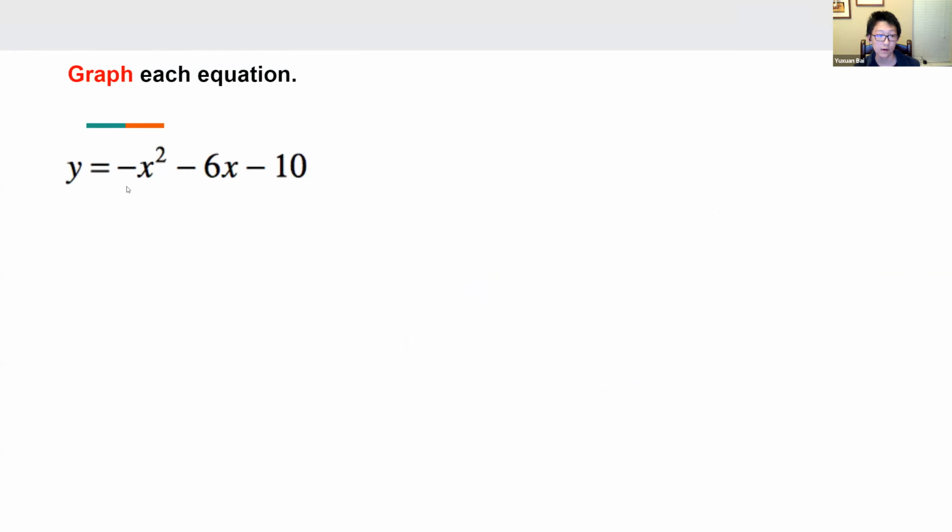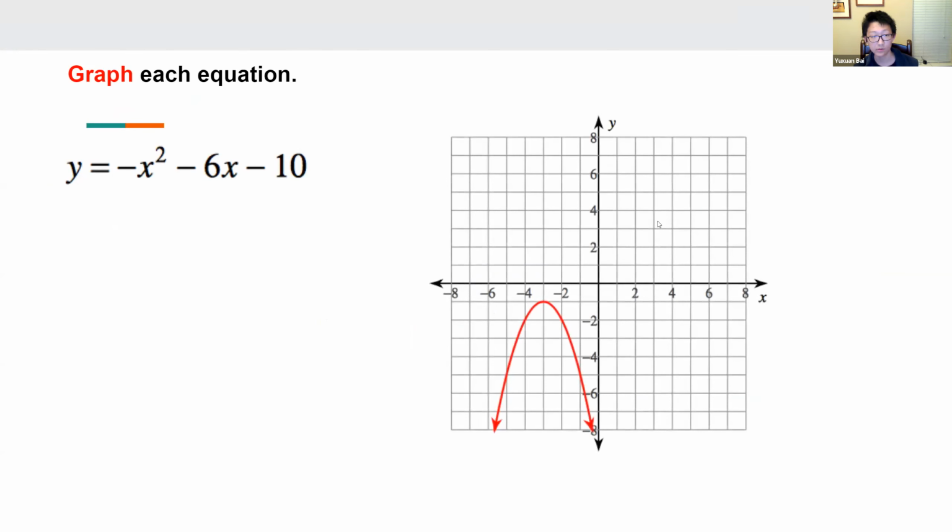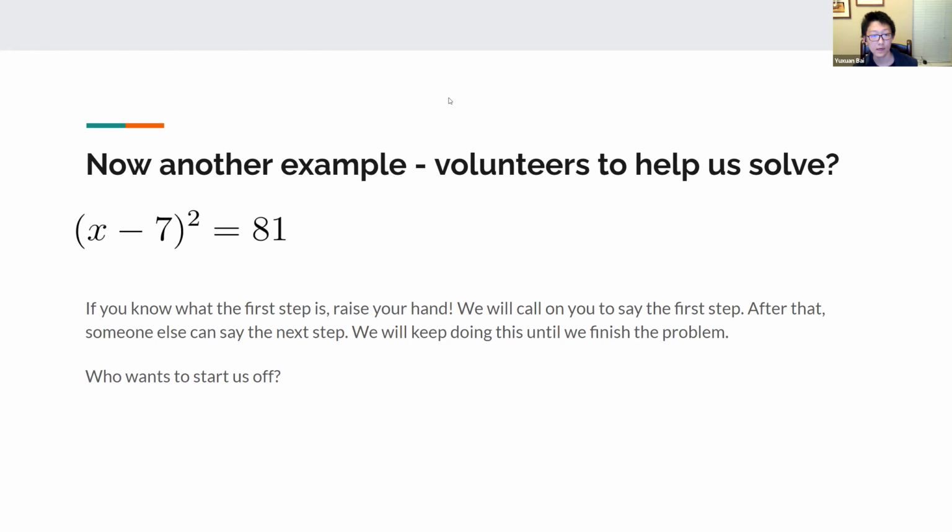The next slide, graph y equals negative x squared minus 6x minus 10. And this would be the graph. And I think that's it.